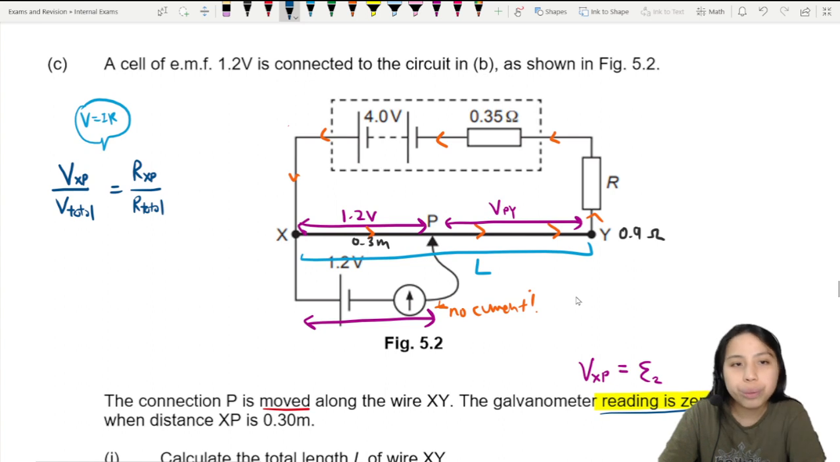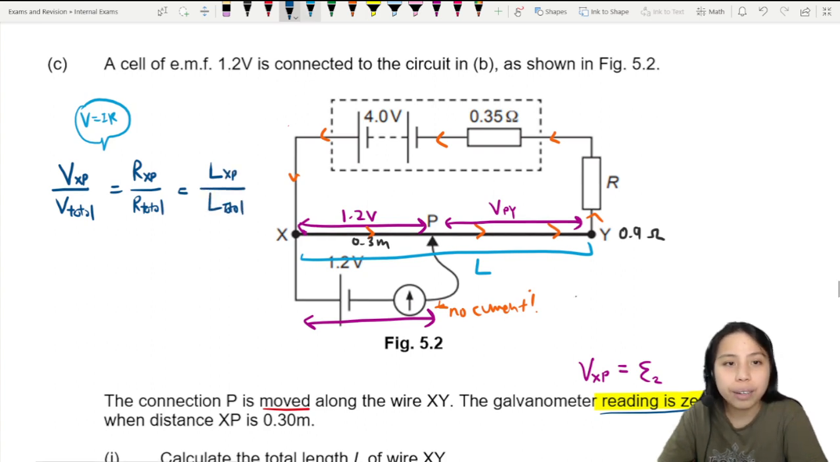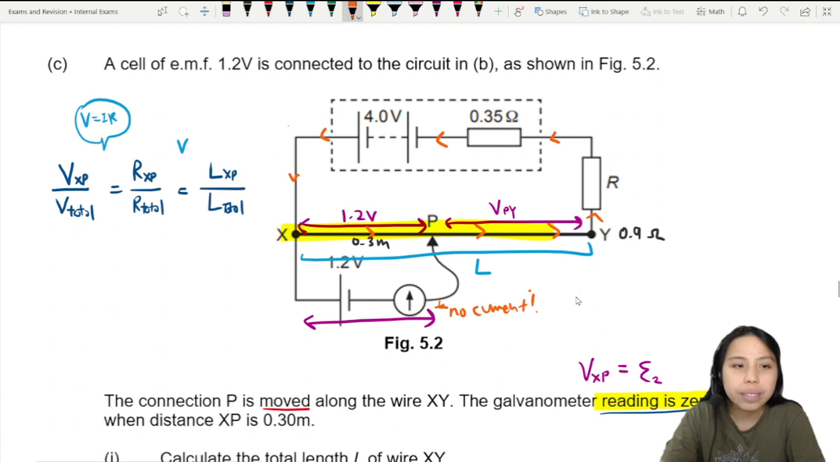But you can do one more ratio. We don't know all this resistance, right? So we can also ratio this to the length of XP to the total length, which is in this case L. Why can we do this? Because this is one single wire. This is the same wire. So R equals rho L over A.